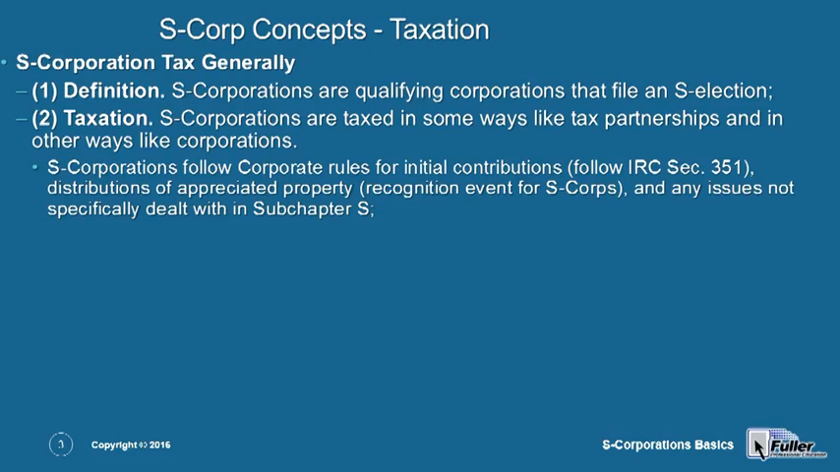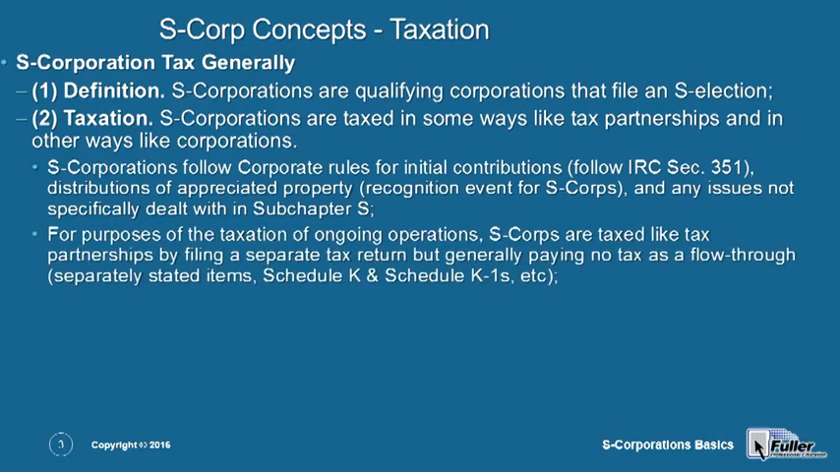So for purposes of the taxation of ongoing operations, S corps are taxed like tax partnerships by filing a separate tax return, but they generally pay no tax because they're a flow-through entity. And one of the things, this is where they're very similar to partnerships. So for purposes of ongoing operations, they function a lot like a partnership as a flow-through entity. You have separately stated items, so different types of items, gains, you have capital gains and loss, which function in a flow-through manner. So even though if you distribute property out and you have to recognize those gains, there is still a difference between S corporations and C corporations because in the instance of the building, it might be a capital asset, and so you might get capital gains on it.